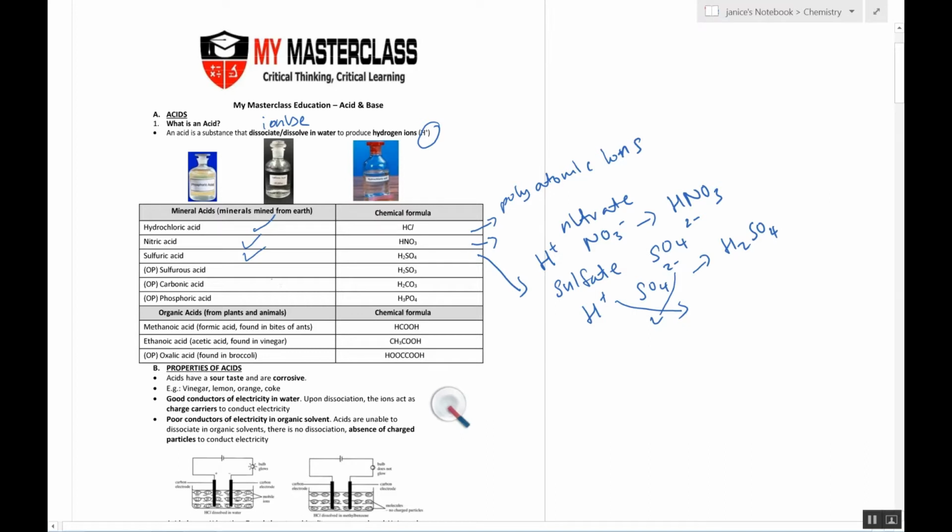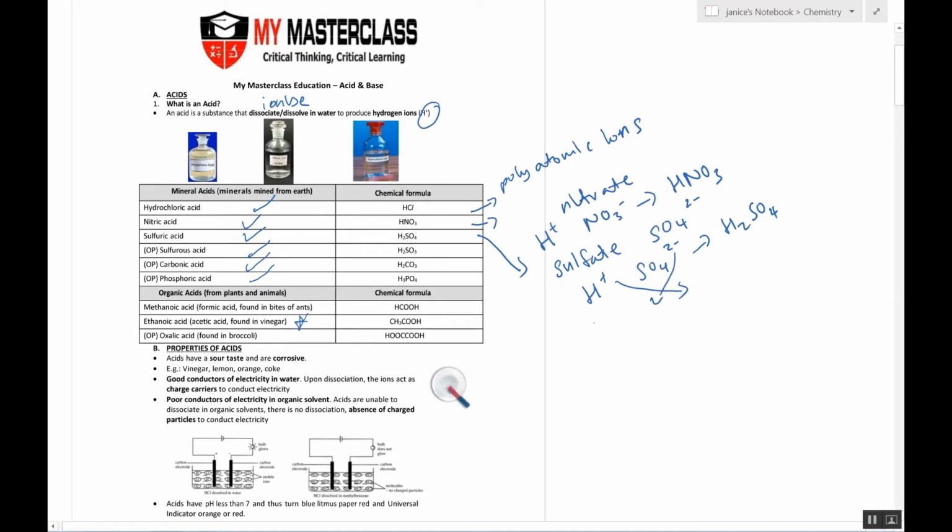For those who are doing pure science, we also have sulfurous acid, carbonic acid, and phosphoric acid. We also have other kinds of acids, the organic acids. These acids come from plants and animals. A very common organic acid that we have to know is ethanoic acid, which is found in vinegar. The formula of ethanoic acid is CH3COOH.